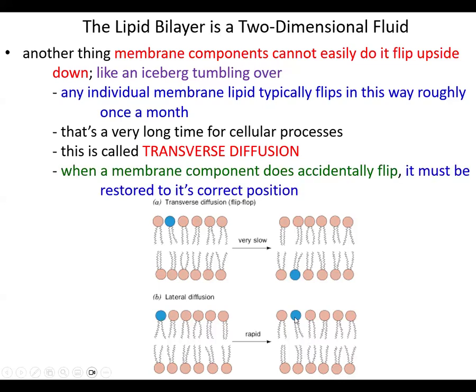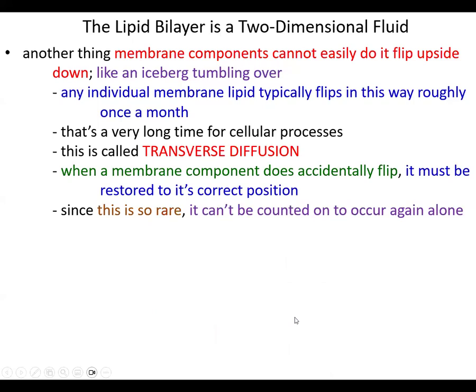Transverse diffusion screws up a lot of things. We're going to see in just a second, we actually need asymmetry in a cell's membranes. And if things are allowed to transversely diffuse and not be corrected, then we'll lose that asymmetry. Ultimately, the two layers of the lipid bilayer will homogenize and they will no longer be asymmetrical. Might take a lot of time for that to happen, but if this transverse diffusion is not corrected, it will eventually happen. So even though it's rare, we have to fix it.